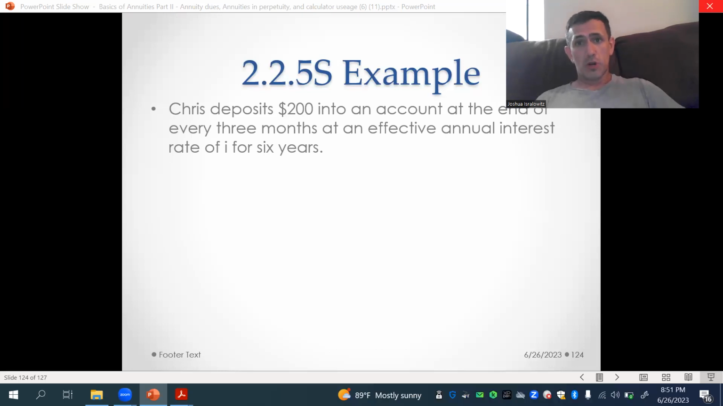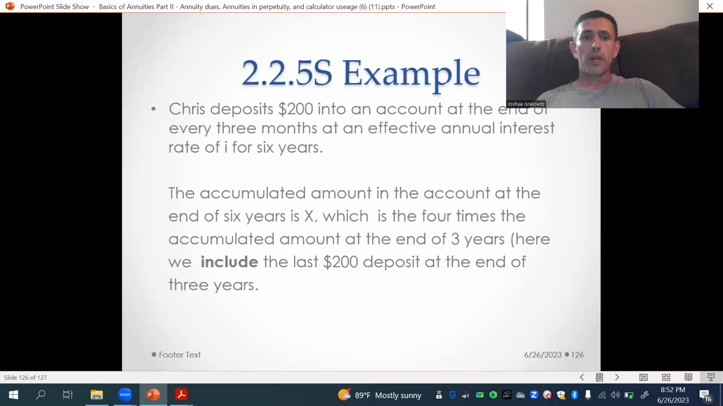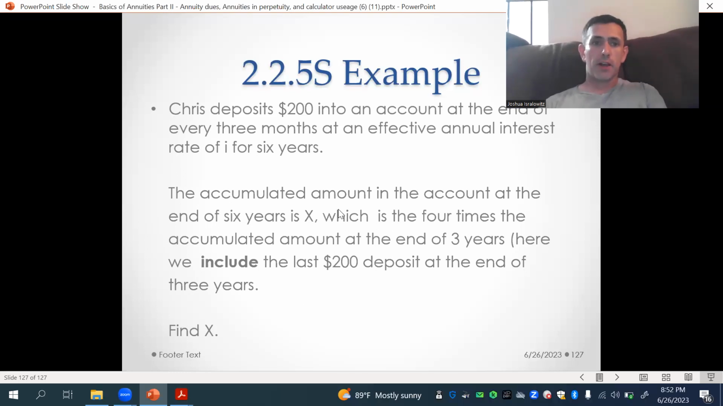So Chris deposits 200 into an account at the end of every 3 months at an effective annual interest rate of I for 6 years. The accumulated amount, which is the same thing as the accumulated value, at the end of 6 years is X, which is 4 times the accumulated amount at the end of 3 years. So here we include the last 200 deposit at the end of 3 years. In the homework, you don't. But okay, so find X.